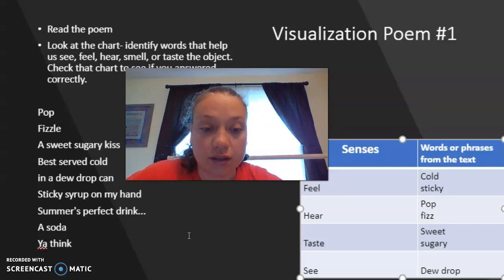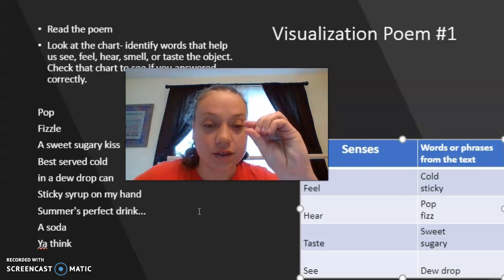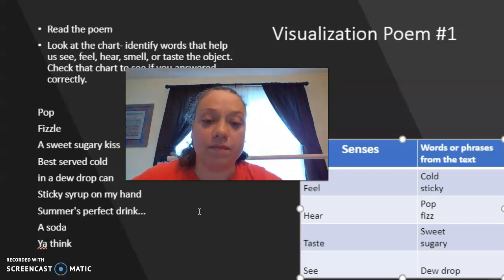If I look over at our chart, let's look at feel. Words in here that tell us how it feels would be cold and sticky. And Miss Radley hates sticky stuff. Hates it. Then here we have a pop and a fizzle. We can hear those noises. Taste: we have sweet and sugary. And see: dewdrops on a can, those little beads of condensation on the can. All right, so there's our first example of a visualization poem. Okay, let's move on to our next one.